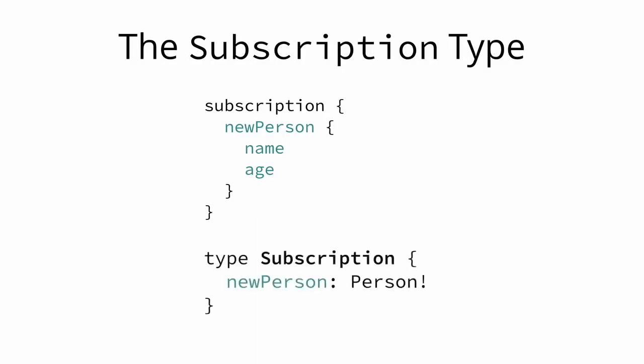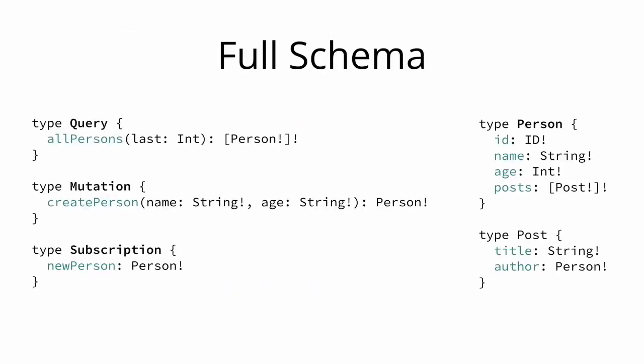Finally, the subscription type is pretty straightforward. The root field that we used to subscribe to the event of new persons being created was called newPerson. Consequently, this field needs to be added to the subscription type in our schema. The type of the newPerson field is person.